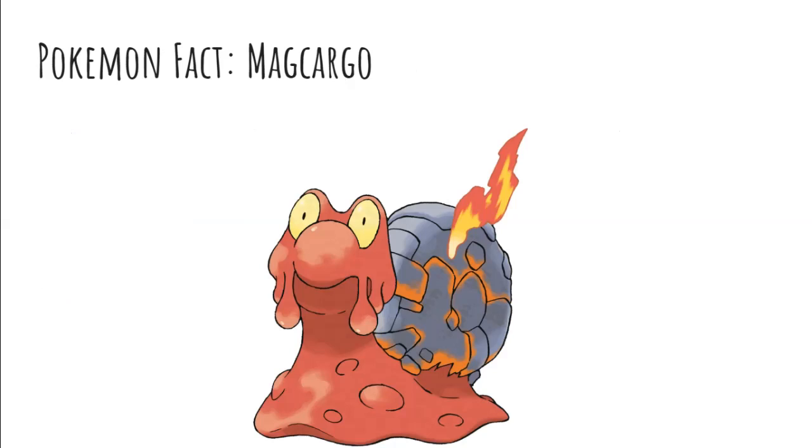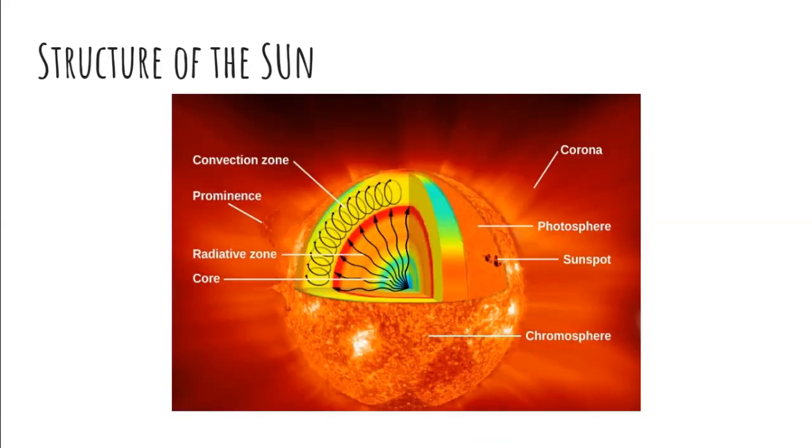Little fact I included, the Pokemon Magcargo, apparently it says that its body temperature is 10,000 degrees Fahrenheit. So that makes it hotter than the surface of the sun. So if this Pokemon were real, we'd probably all be burned to death. Just a little Pokemon fact. That's weird.